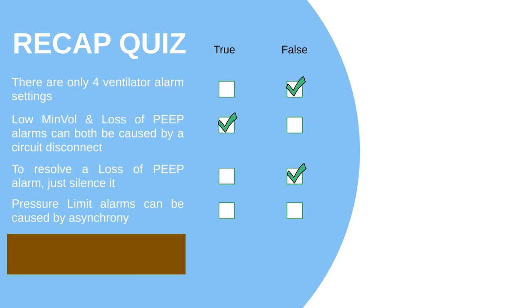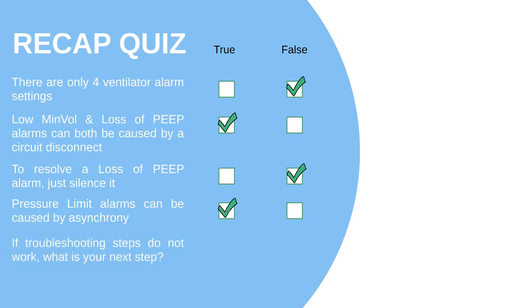Pressure limit alarms can be caused by asynchrony. That is true. Lastly, if troubleshooting steps do not work, what is your next step? Call respiratory therapy, and then follow the troubleshooting steps that are outlined.